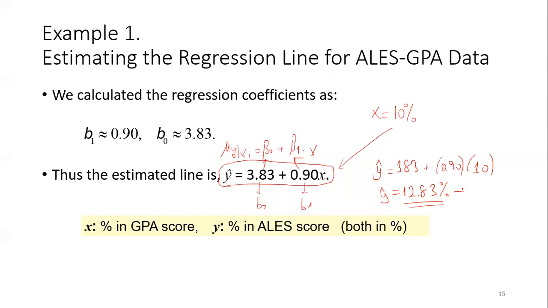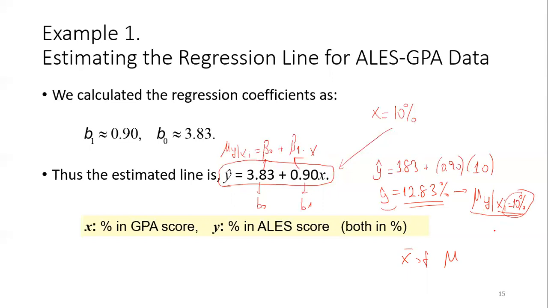Remember what we said, this is the estimate of mu y given xi. So what is xi here? Xi is equal to 10%. So this is the x bar of this mu. But again, remember, in linear regression, we have many mu's. So this is the estimator of which mu? This is the estimator of mu where xi is equal to 10%. So this is the estimator for the students whose GPA ranking is 10%.